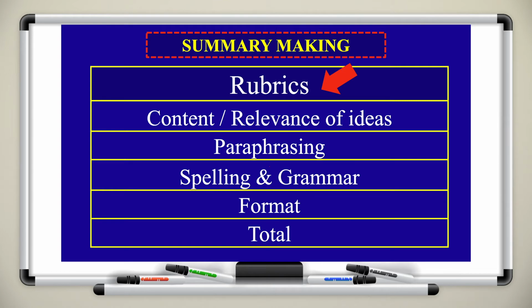Here are the rubrics for the summary making. These are the things that we want you to pay attention to when you do a summary. The first thing is the content and relevance of ideas. That means that your ideas are exactly connected to the text and the question. Then you have paraphrasing. That means that you've changed the original text into your own words. We also would like you to pay attention to your spelling and grammar, as well as the format. The format should be in paragraphs, not in points. All of this will give you the total of the summary making.